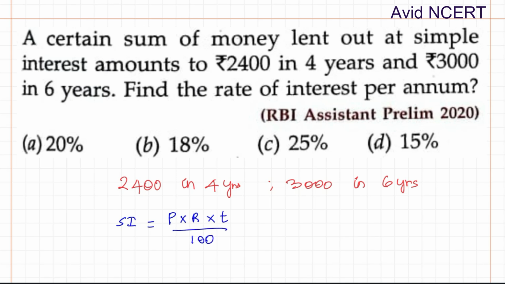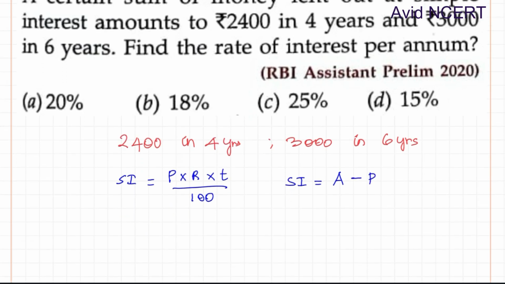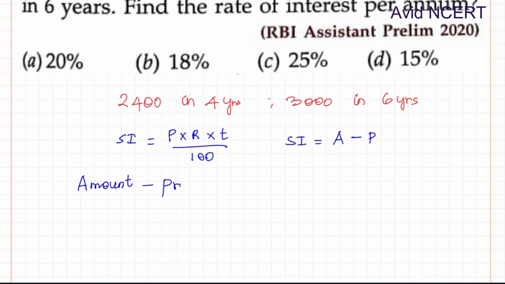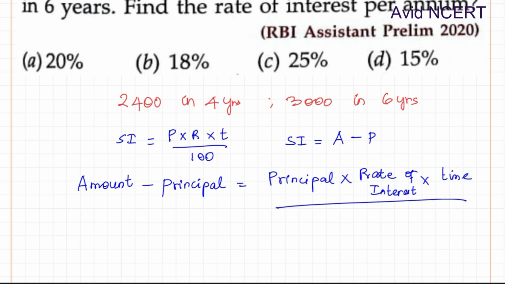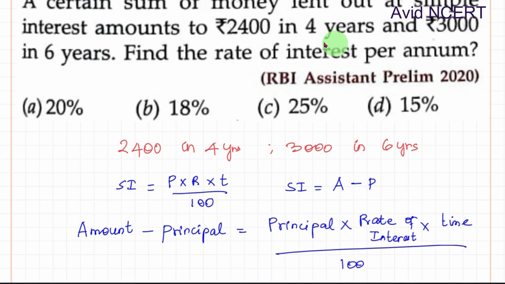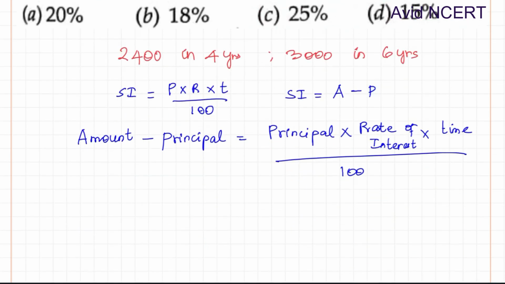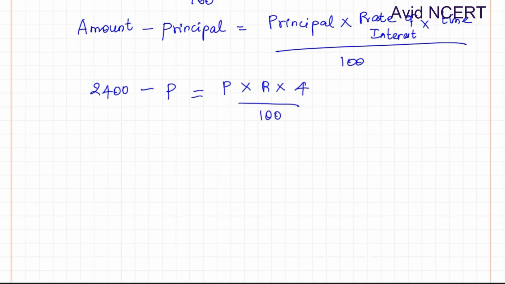Again, simple interest equals amount minus principal. Therefore, amount minus principal equals PRT divided by 100. The data from the question is 2,400, which is the amount, and the time period is 4 years. Substituting, the amount is 2,400, the principal P is not known, R is also not known, and the time period is 4 years. So 2,400 minus P equals P times R times 4 divided by 100. This equation can be simplified in a number of ways, but I'm going to stick with the easier one.